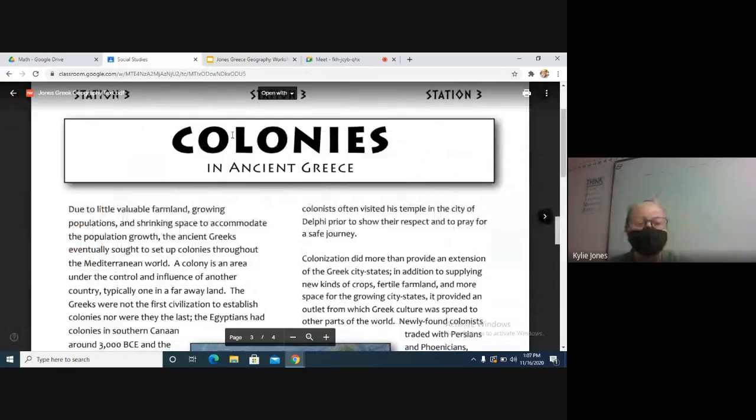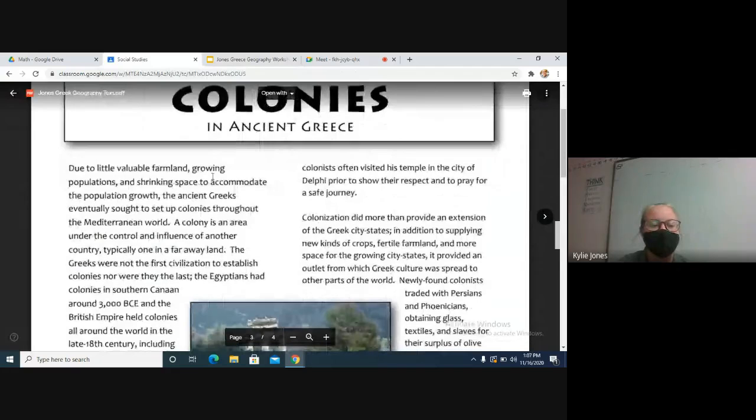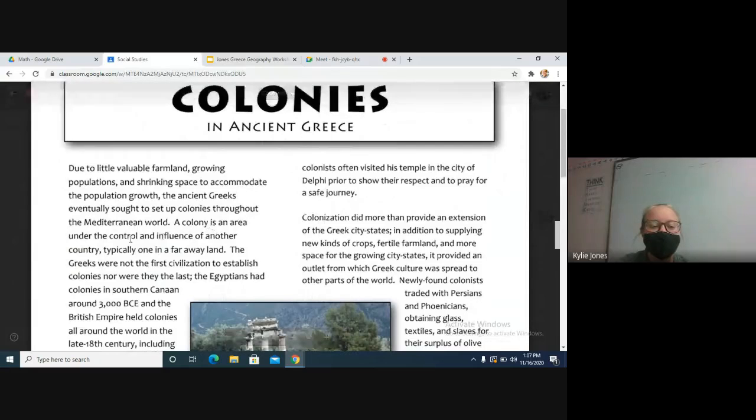So, colonies. It says, due to little valuable farmland, growing populations, and shrinking space to accommodate the population growth, the ancient Greeks eventually sought to set up colonies throughout the Mediterranean world. A colony is an area under control and influence of another country, typically one in a faraway land.